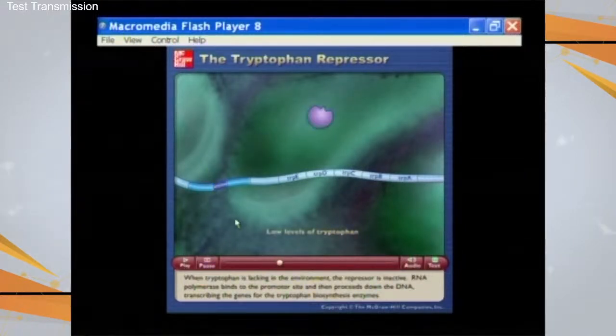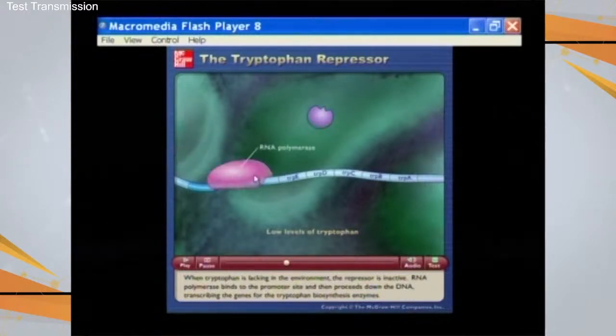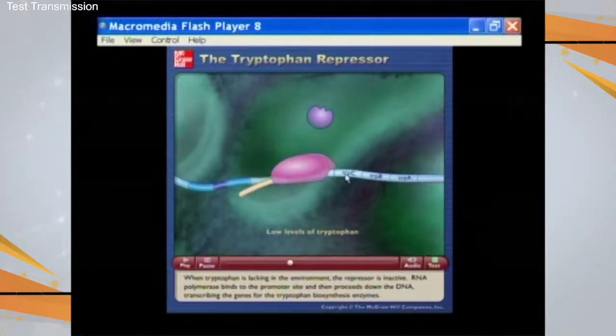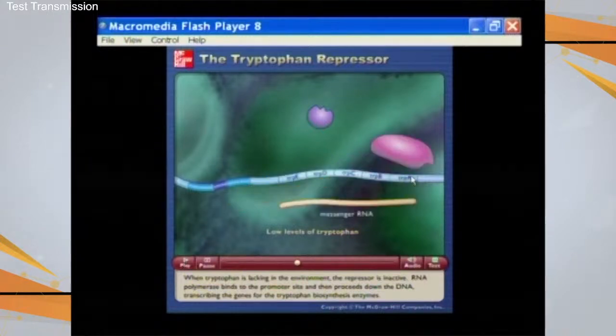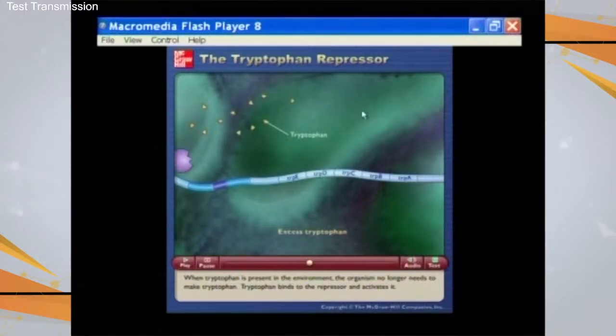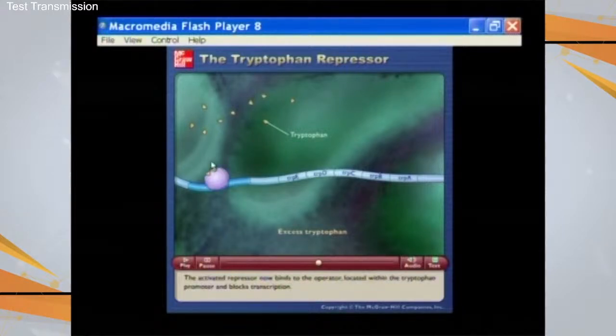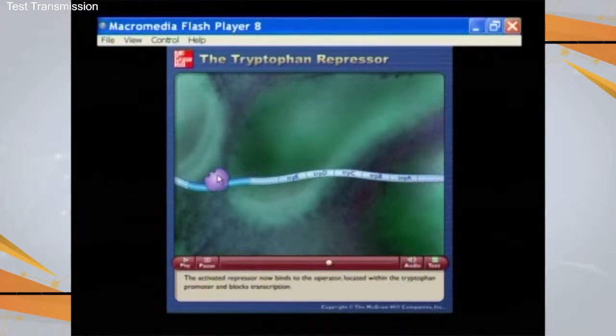If the level of tryptophan is low, then the mRNA is allowed to transcribe all of these 5 genes at the same time, and the tryptophan is being made using the ribosomes. But if the tryptophan is more than the required quantity, the excess tryptophan binds with the repressor protein, and once it binds, it is going to sit at the operator, and the messenger RNA is not allowed to transcribe.